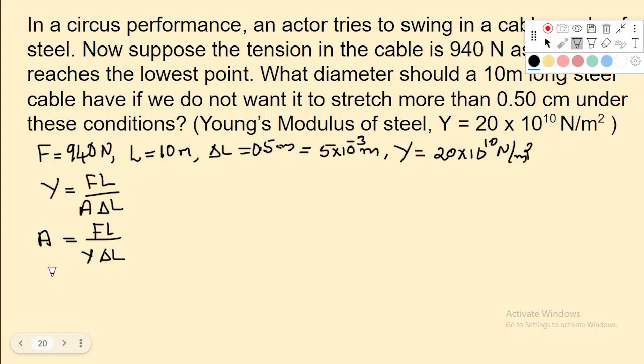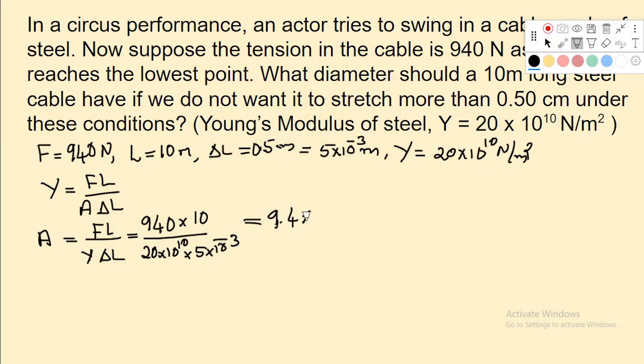Let us substitute. We have the value 940, L is 10 meter, Y is 20 into 10 raised to 10, and the maximum change in length is 5 into 10 raised to negative 3. So after the calculation, you will find the area of cross section should be 9.4 into 10 raised to negative 6 meter square.